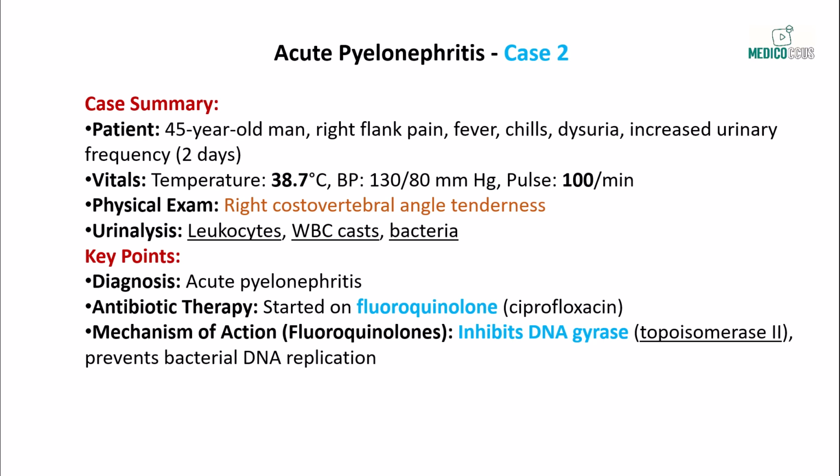The patient is started on a fluoroquinolone, which is a common choice for treating complicated urinary tract infections like pyelonephritis. Now, the simple question asked is how fluoroquinolones work. Simply, these antibiotics, such as ciprofloxacin, target DNA gyrase, which is also known as topoisomerase II in bacteria. DNA gyrase is responsible for relieving the positive supercoils that form during DNA replication. By inhibiting this enzyme, fluoroquinolones prevent the bacteria from properly replicating their DNA, which leads to bacterial cell death.